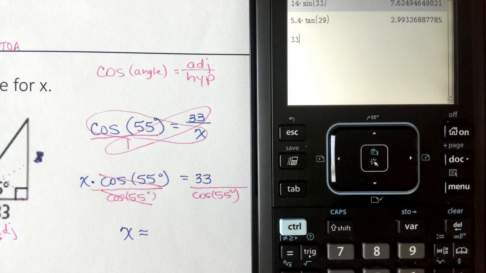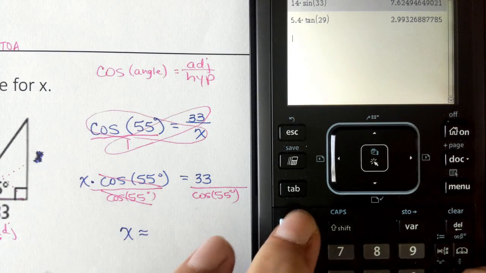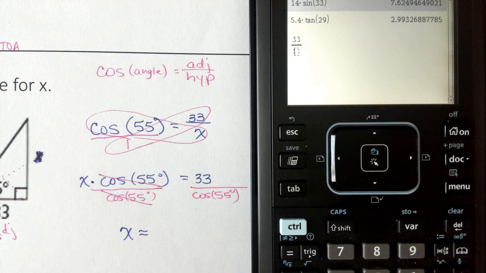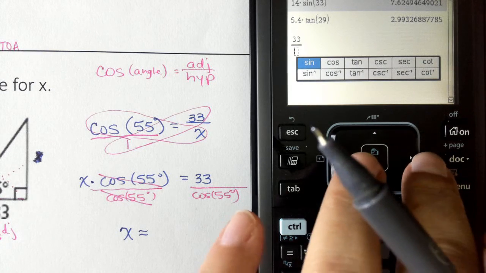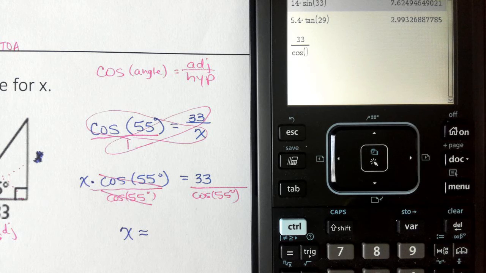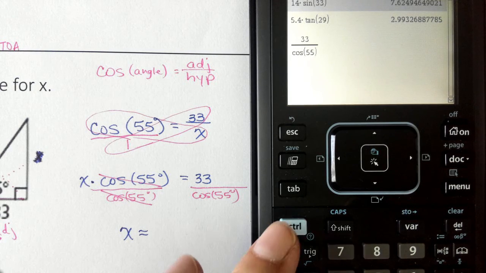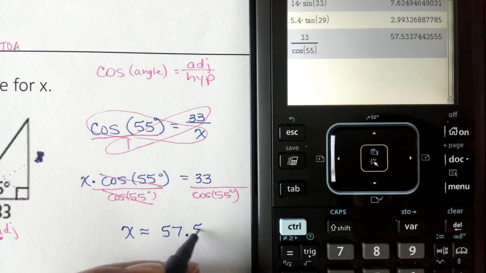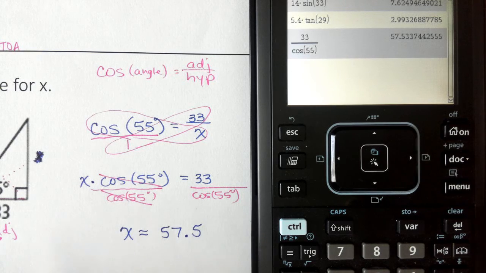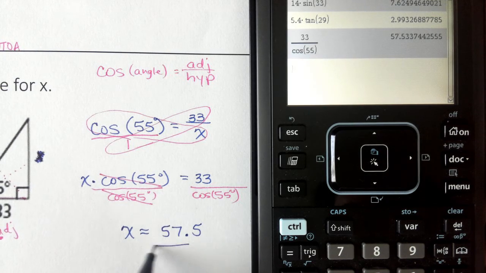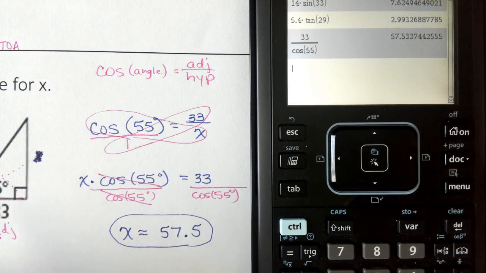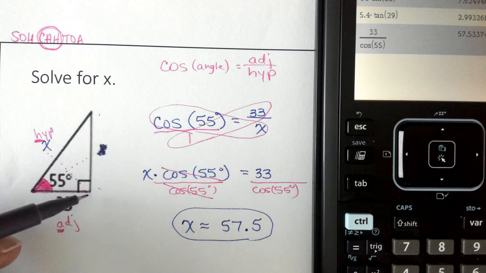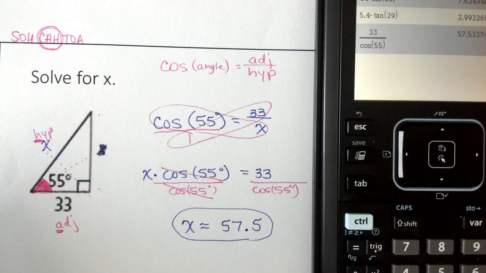So 33, maybe I'll do control divide to get a fraction template. And do 33 over trig, arrow over to cosine, press enter to paste it in, put a 55 in the parentheses, and that's equal to about 57.5. We don't know again what the units are. That makes sense. We have this short leg that's 33, the long leg being 57.5-ish. That's a reasonable answer.